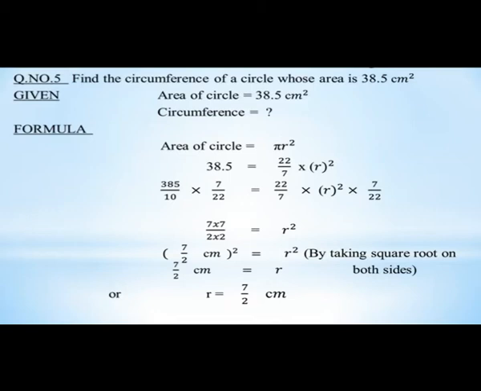Okay students, now we are going to do question number 5 of exercise 12.2. That is, find the circumference of a circle whose area is 38.5 centimeters square. Here we have been given the area and we have to find out the circumference. I am using the formula for the quantity which is given to us.